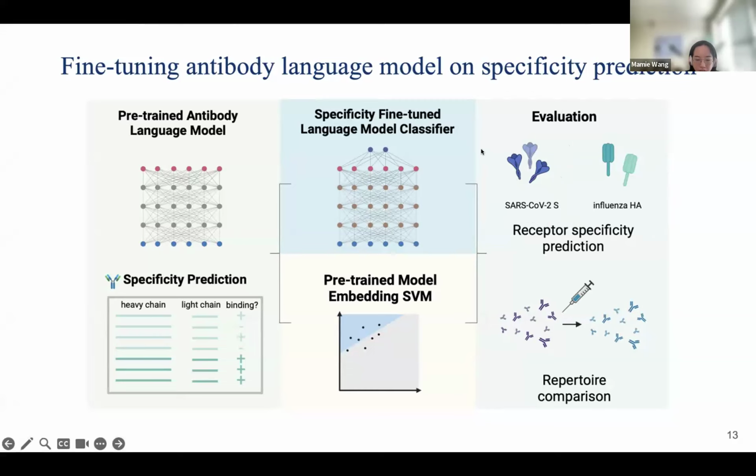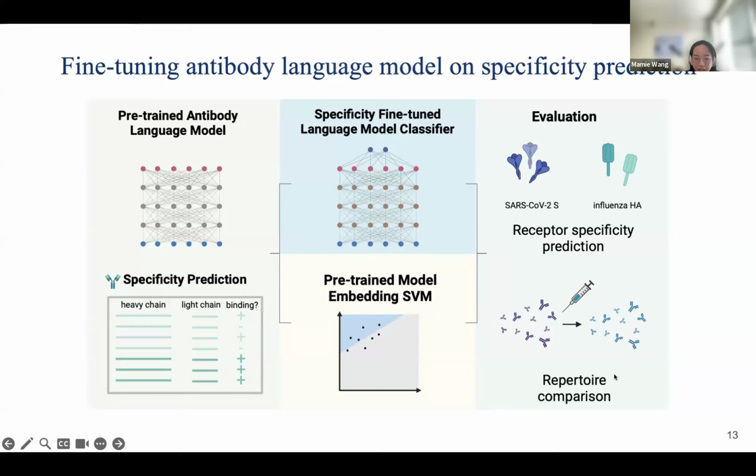For fine-tuning the model, we gathered the labeled data specific to these antigens, initialized the weights using the pre-trained model, and then trained it again on the supervised task to predict whether it's binding or not. After training this model, we also compared it with our previous benchmarks that use the model embedding plus SVM approach, to see if fine-tuning improves the performance.